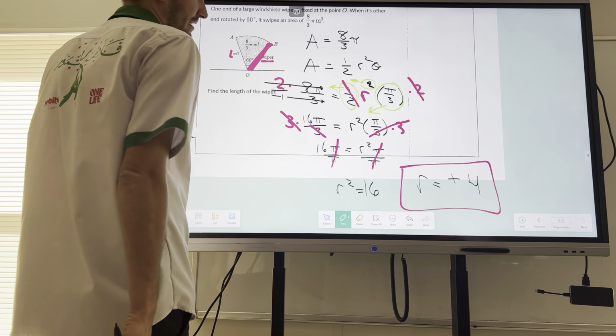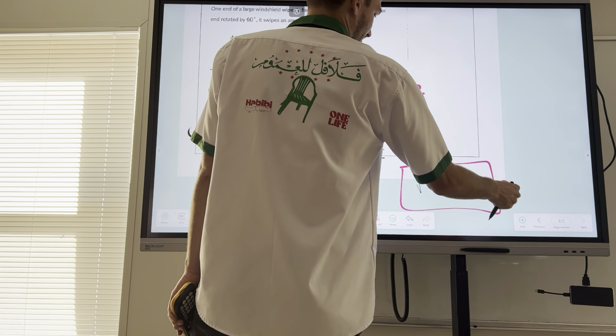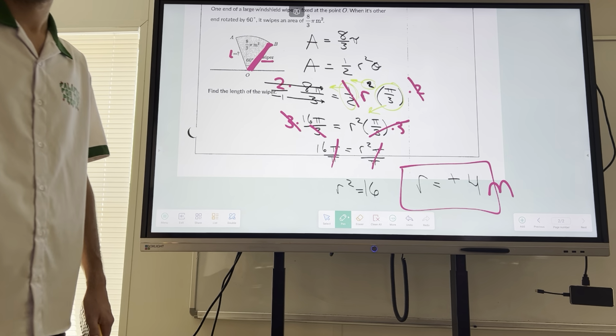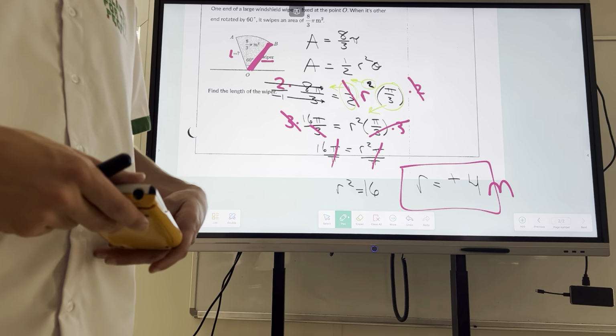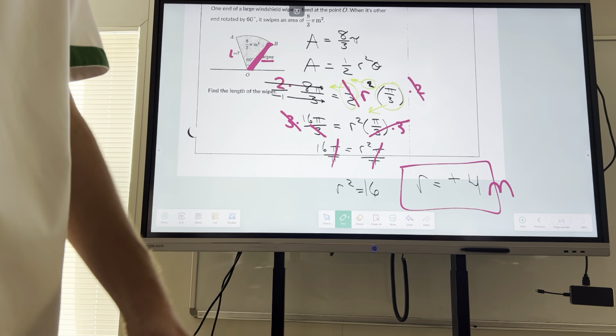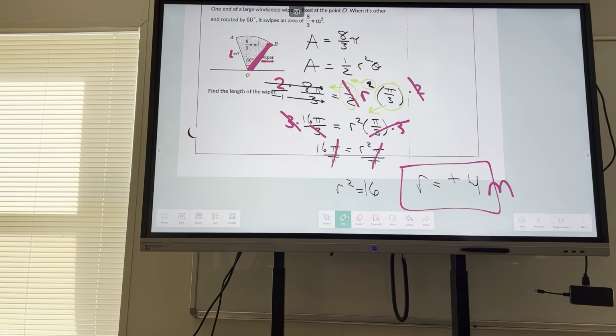Meters. Are you kidding me? 4 meters long? It is pretty long. That's like a 13-foot long windshield wiper. I don't know what type of mega dump truck that thing's on, but too much.